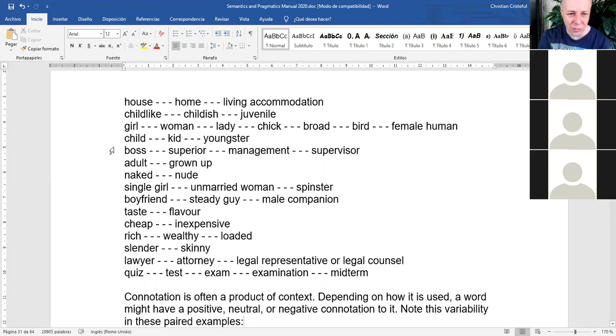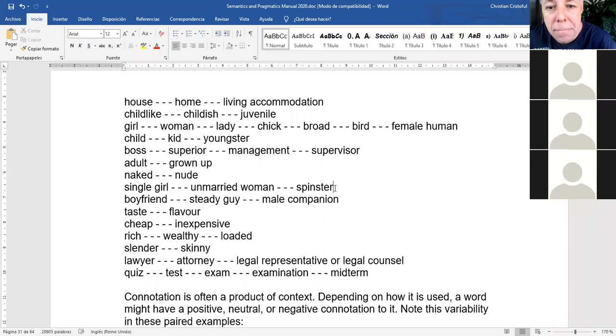Then let's go. Let me see. This one. Single girl. A single girl is an unmarried woman. And then it says spinster. The word spinster is a horrible word. It's disappearing nowadays now that people have rights, many rights, and it has a very negative connotation in both Spanish and English. Okay. Questions so far?